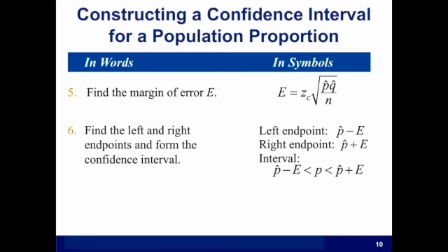Then we calculate the left endpoint and the right endpoint as before. We take the point estimate minus the margin of error to get the left endpoint, and the right endpoint is the point estimate plus the margin of error, and the interval is this. We interpret this the same way that we did for section 6.1. If we do this process many times, we can guarantee that approximately C% of the intervals contain the population proportion.